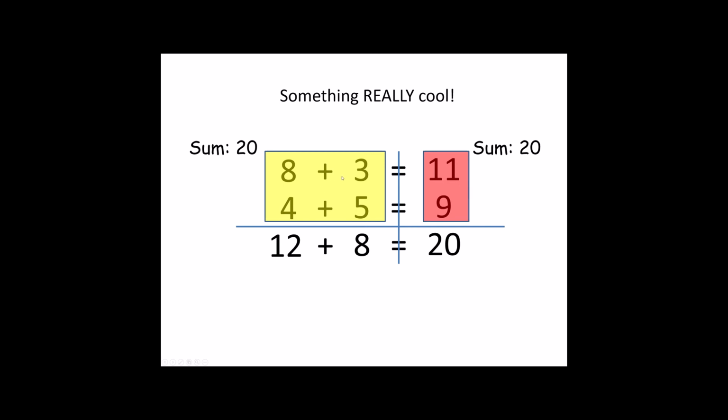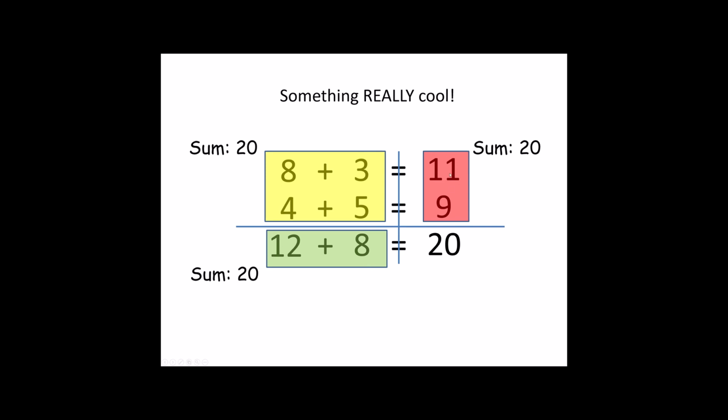Alternately, instead of putting the 8 and 3 together to get an 11, the 4 and 5 together to get a 9, I could combine the 8 and the 4 to get a 12, and my pile of 3 and 5 to get a pile of 8, and now I have two piles, one 12, one 8. If I look at those together, though, it's still a sum of 20.